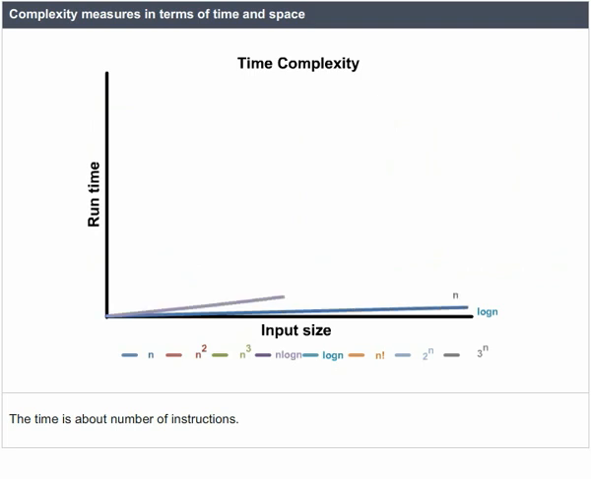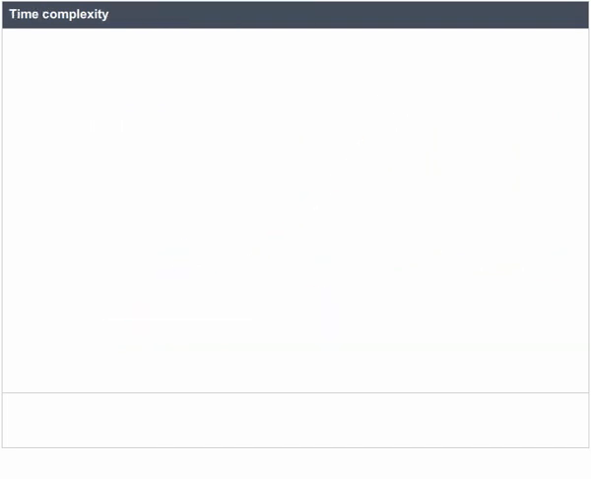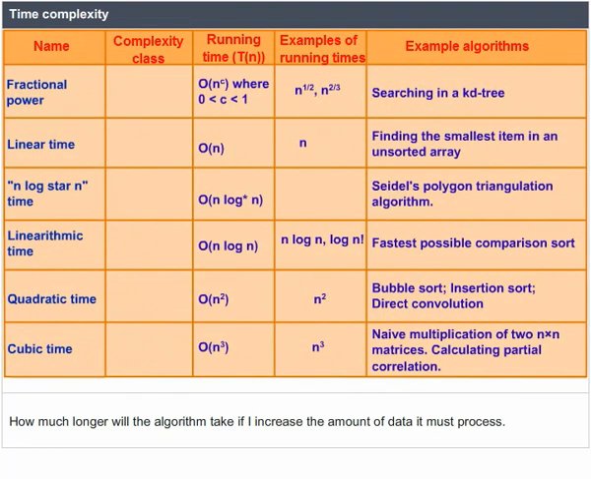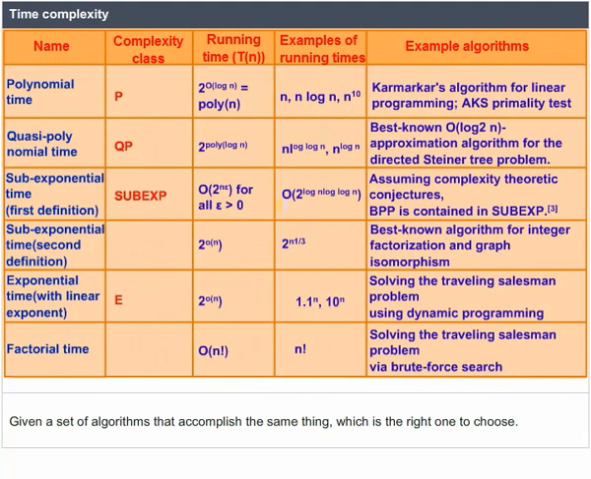Time complexity. Is the algorithm fast enough for my needs? How much longer will the algorithm take if I increase the amount of data it must process? Given a set of algorithms that accomplish the same thing, which is the right one to choose?